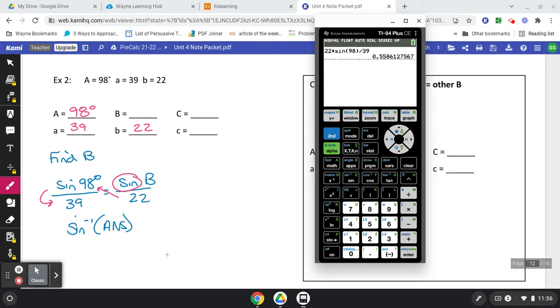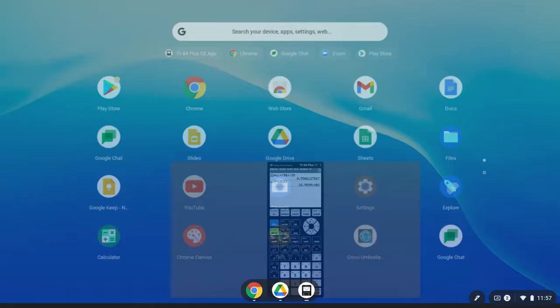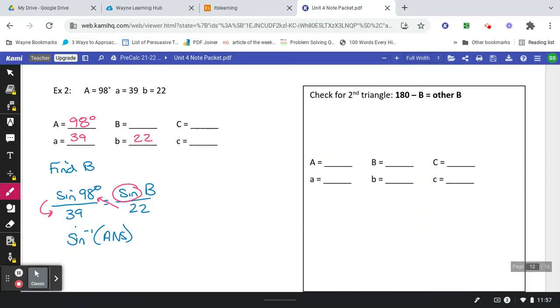So second sine, second answer. If you don't like using the answer button, you could just type out 0.5586, etc. And then hit enter. We get 33.959. Let's go ahead and round that up to 34. So I've got 34 degrees for B. That's the first answer that I get.